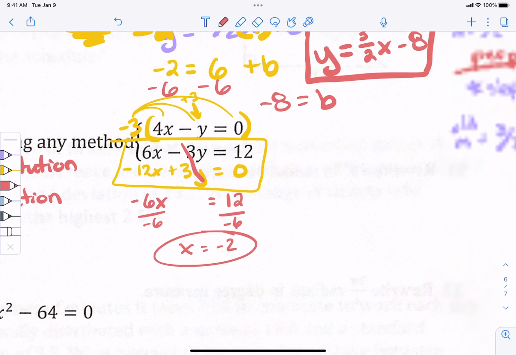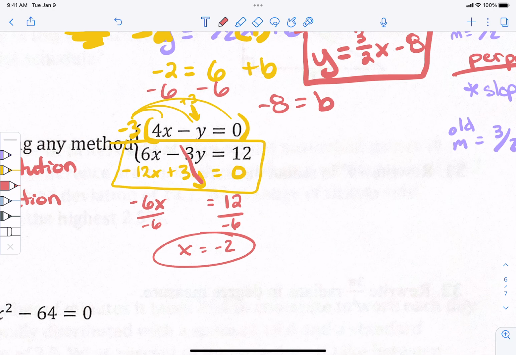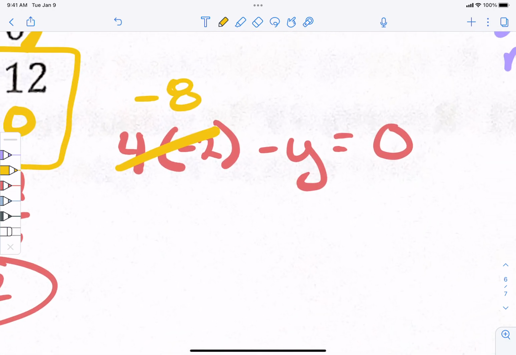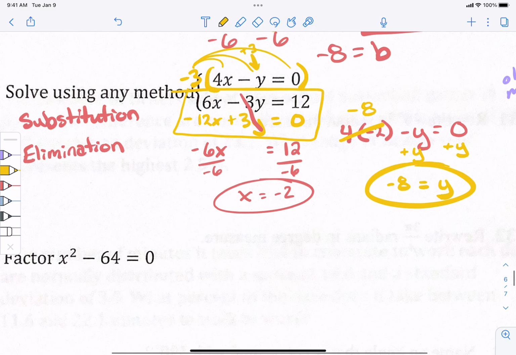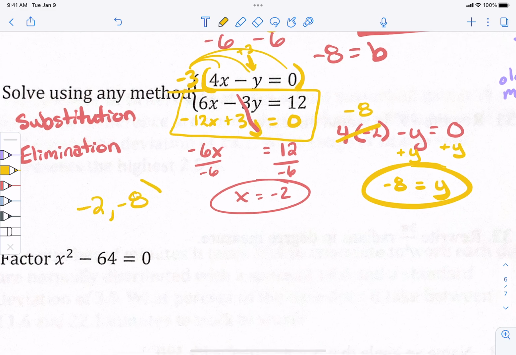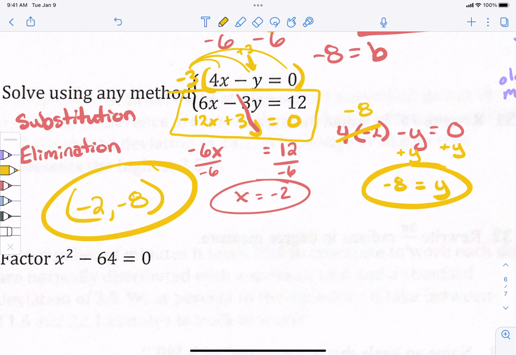Now, last thing, I still have to plug back in, and you can plug it into the top or the bottom, it doesn't really matter. I'm going to plug it into the top. -2 goes in for x, and I get 0. If we multiply, 4 times -2 is -8, and then we have to solve for y. I'm not going to add the 8 over, I'm going to add the y over, because then we will just get y equals -8. And last, we write the answer as -2, -8, and the reason why I care about that point is because these two lines, if I were to graph them, would cross at that point, -2, -8.